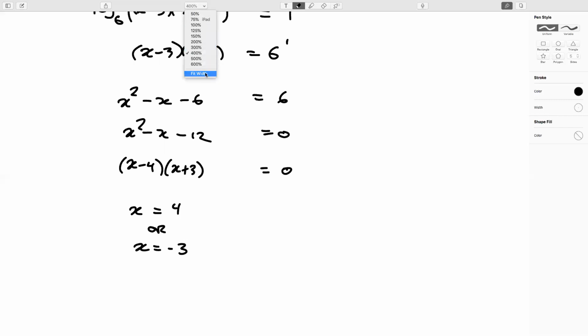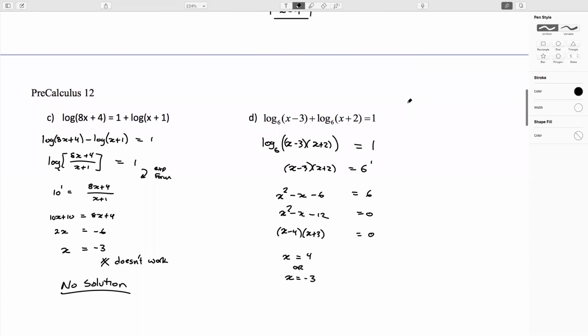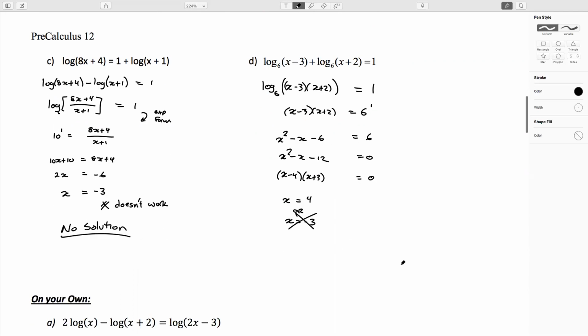So we've done the heavy lifting. Now we just have to go back and test our answers. If we were to put minus 3, I'm not so worried about the 4 because 4 minus 3 is positive and 4 plus 2 is positive, but I am worried about the negative one. Minus 3 is going to get us negative 6. Can't have that as an argument in your logarithm. So that answer is off the table, and x equals 4 is our only solution.